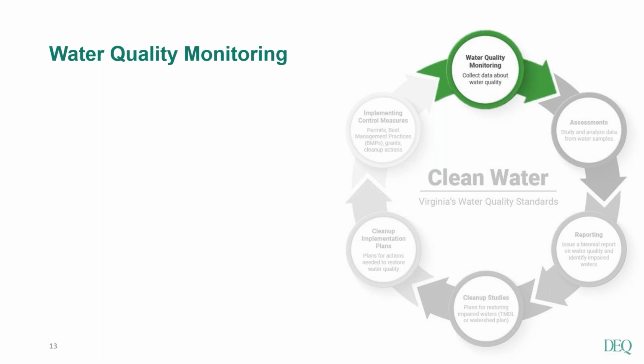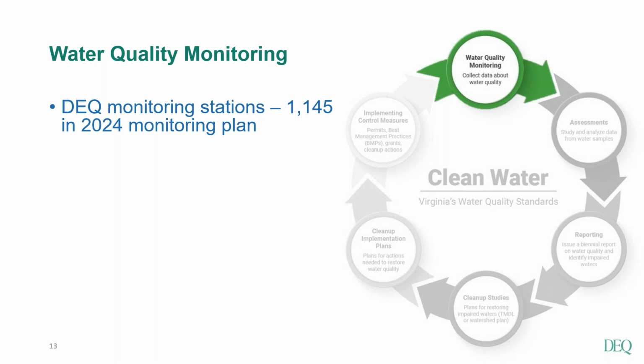So let's jump into DEQ's continuous planning process here at Water Quality Monitoring. DEQ professionals monitor Virginia surface waters in a variety of water bodies ranging from small mountain streams, lakes of all sizes, to large tidally influenced rivers. In the draft 2024 Water Quality Monitoring Plan, it reports that there are 1,154 DEQ monitoring stations in the Commonwealth. These monitoring stations support a number of DEQ goals.